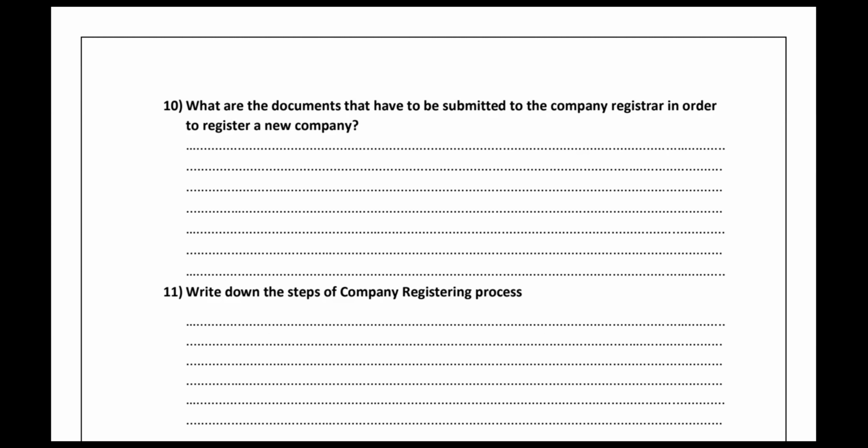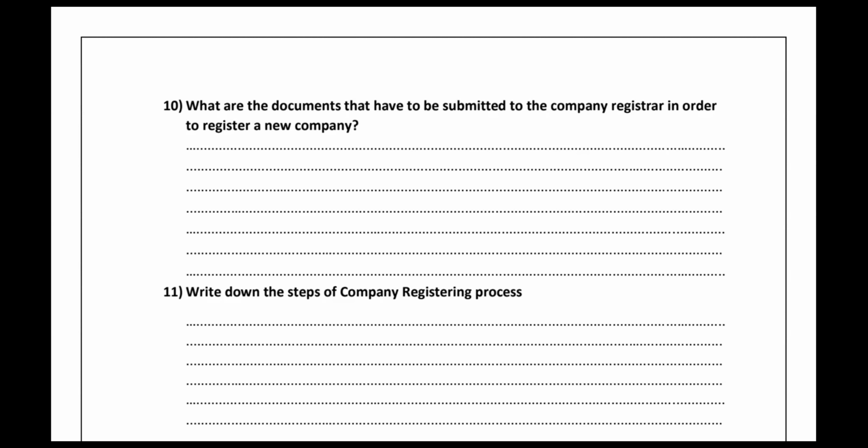I can repeat again. Statement issued by the company registrar to satisfy that the name is reserved by the founders. So that is the second document.